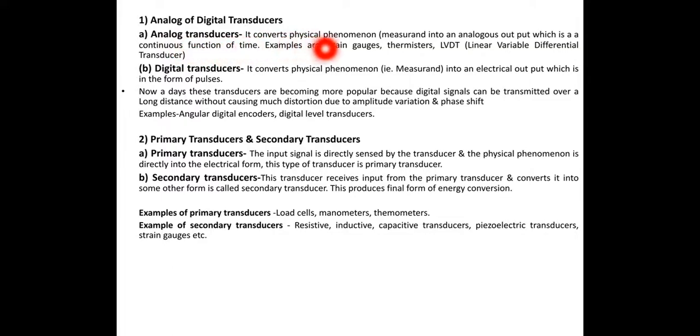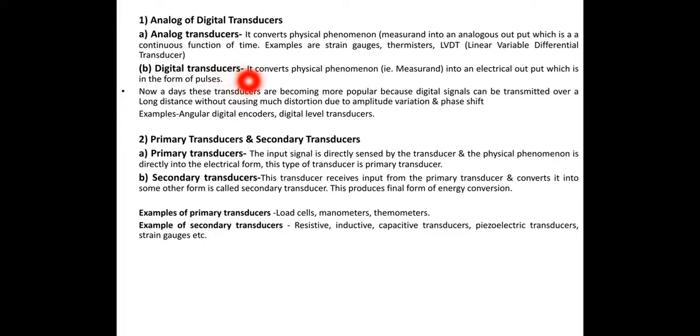Analog: it converts the physical phenomenon measured into an analogous output, which is a continuous function of time. Examples are strain gauges, thermistors, LVDT. LVDT means linear variable differential transducer.